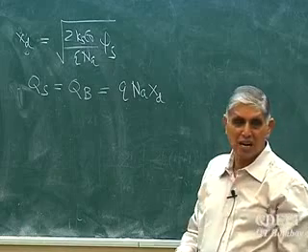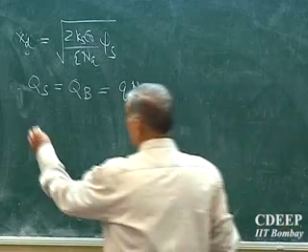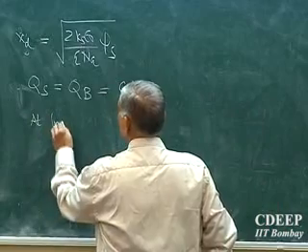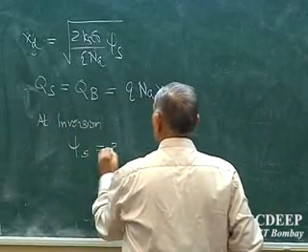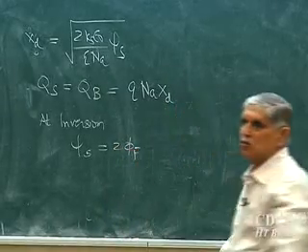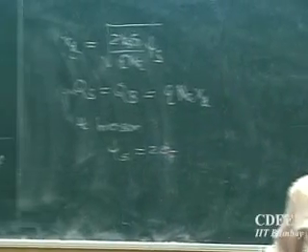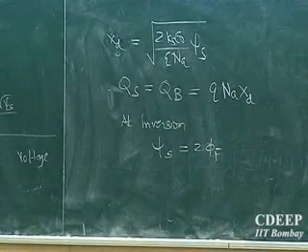At inversion starting, what did we say? At inversion I said psi s is 2 phi F. What is phi F? We said Ei minus EF is called the Fermi energy.